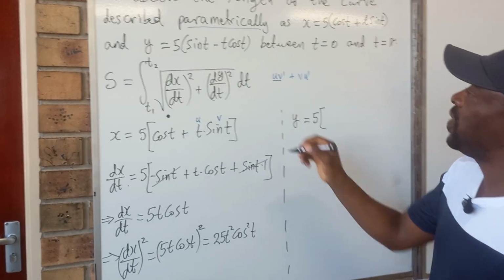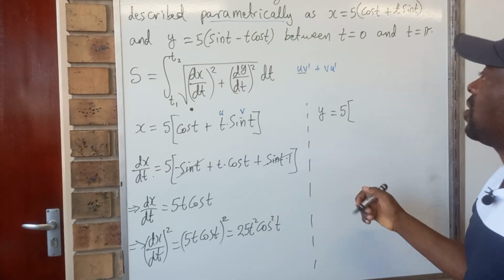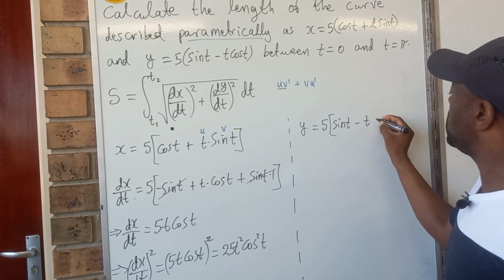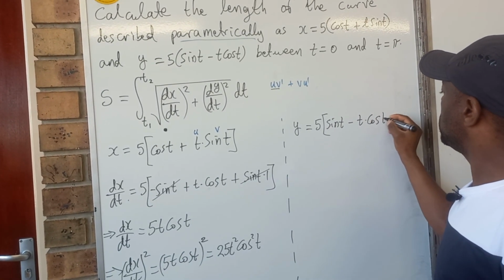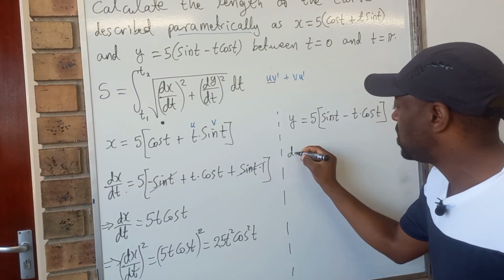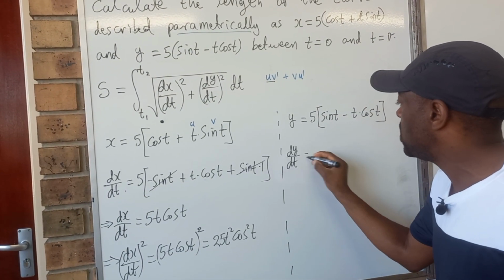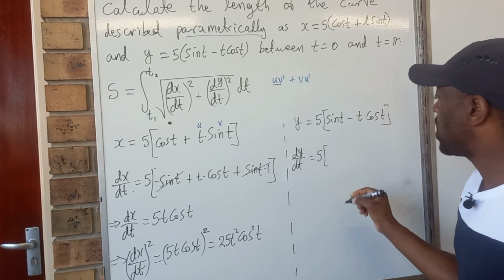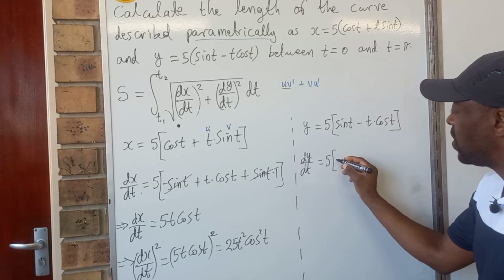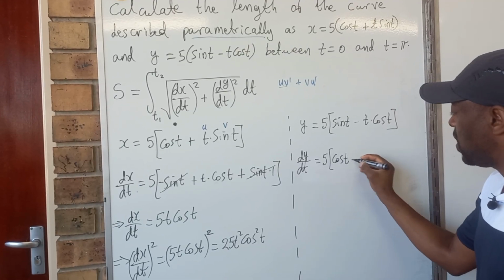I will again prefer square brackets since I have to do a product inside. Sin t minus t cos t. So that's my y. So let's look for dy/dt. So dy/dt is 5 in brackets. If I differentiate sin t, it gives me cos t, then minus.